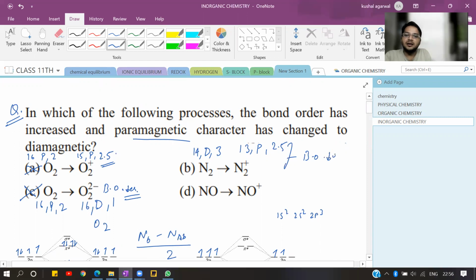The question is asking in which of the following the bond order is increased and the paramagnetic nature has changed to diamagnetic, or from diamagnetic to paramagnetic. So this option also gets cancelled. Automatically the answer must be D.